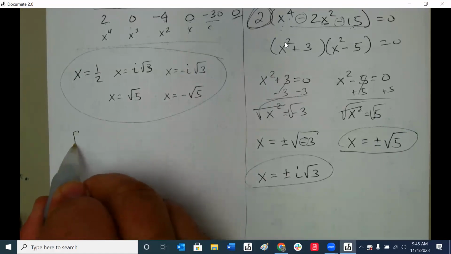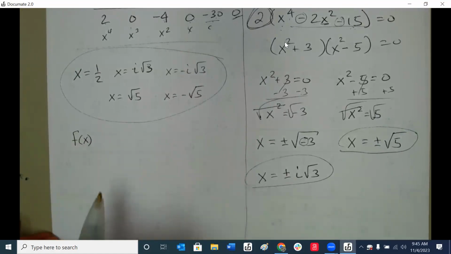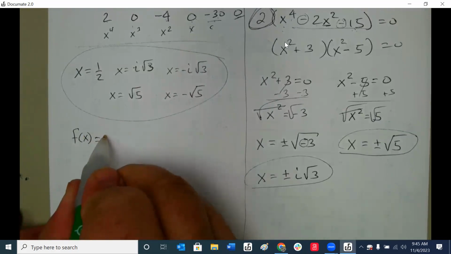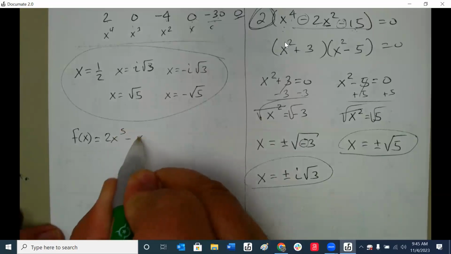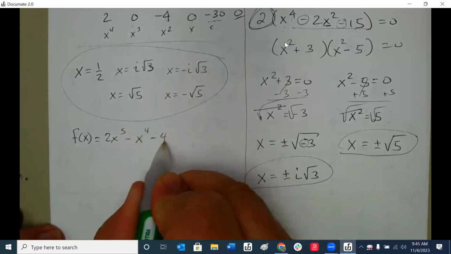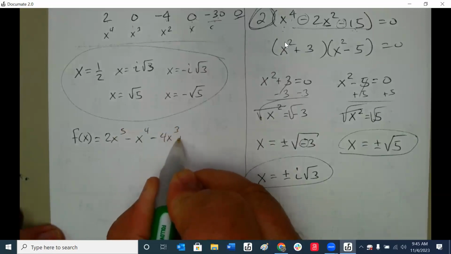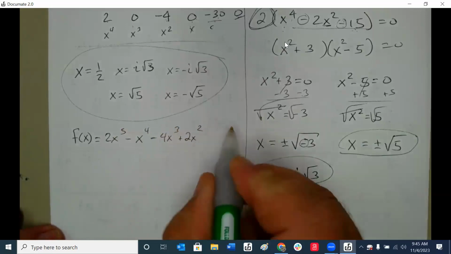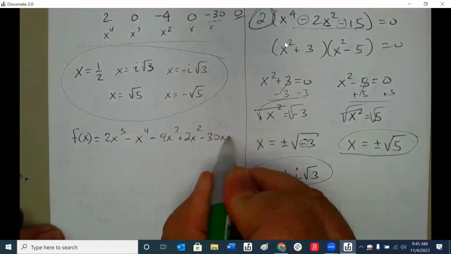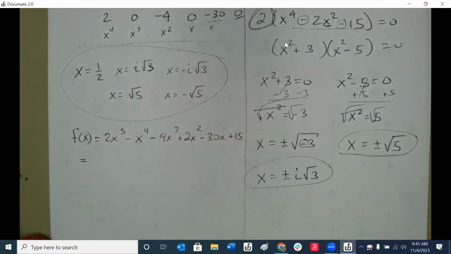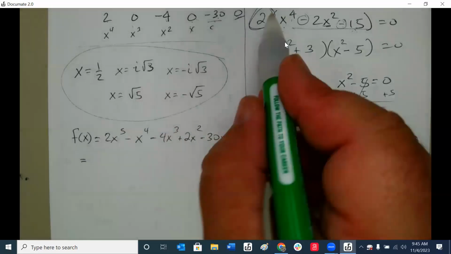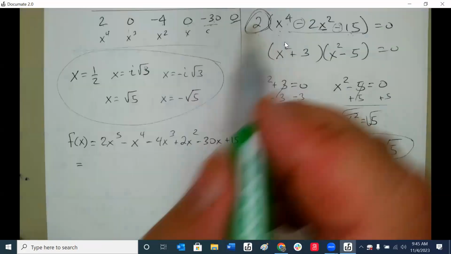Now, let me put the original equation down. We had 2x to the 5th minus x to the 4th minus 4x cubed plus 2x squared minus 30x plus 15. Now, what are the factors? Well, we have a 2. Remember this 2 here? That goes in front.